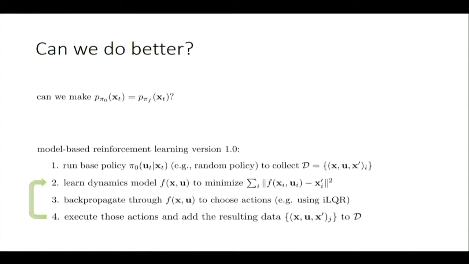And then we just repeat this process. And again, like in Dagger, once you repeat it enough times, eventually your data set is populated largely by tuples from your latest policy. So we're going to collect data from p pi f, and that's going to solve our distribution mismatch problem. OK, does anybody have any questions about the model-based RL version 1.0?